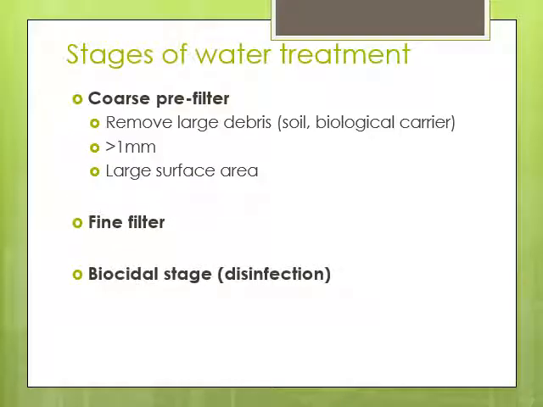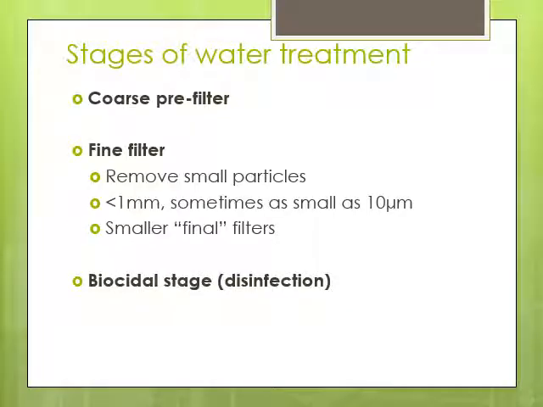So yeah, coarse filter removes large debris, anything greater than 1 millimeter. Typically, there is a larger volume of waste in this area, so it's got either a higher throughput or a larger surface area to deal with all the debris. When it comes to fine particles, less than 1 millimeter, sometimes all the way down to 10 or even 5 microns, these are what we call our final filters.